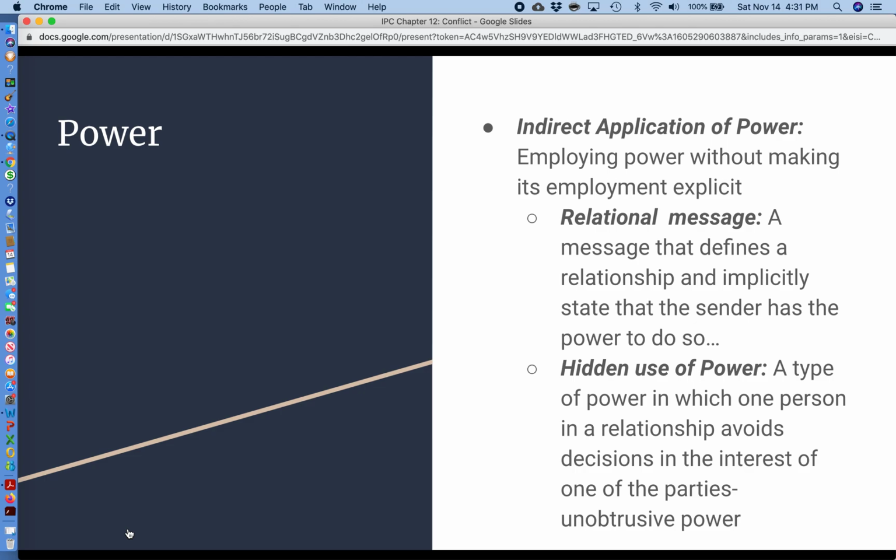So if you sit down and verify with someone, for example, like, hey, we're not seeing other people, right? We're just one-on-one. That message defines the relationship. It's a monogamous relationship, and it implicitly states that you have the right to define it, that you have an interest that allows you to define that relationship. So even asking a question is sort of a form of an exertion of power through a relational message. Now, of course, there are also many hidden uses of power, where one person in a relationship avoids decisions in the interest of one of the parties. It's unobtrusive power. It's power that is not really noticed, right?